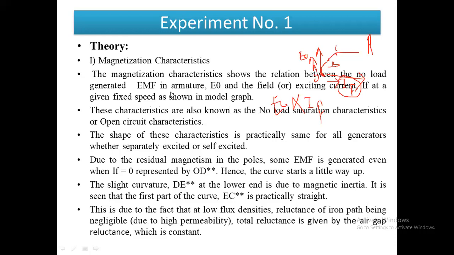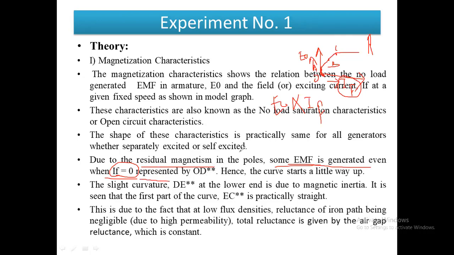That means the curve will be divided into four parts: O to A, A to B, B to C, and after C. Due to the residual magnetism in the pole, some EMF is generated even when IF is 0. See here, the explanation is given. When IF is 0, some induced EMF will be present. This is due to the residual magnetism. It will be represented by curve OD.